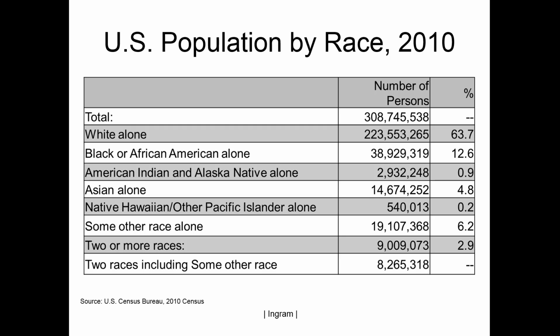Here, you'll see data from the most recent census that shows the racial makeup of the U.S. As indicated here, nearly 64% of the population is white, followed by nearly 13% Black or African American, with the next largest proportion represented by persons of some other race than those mentioned here at 6.2%.